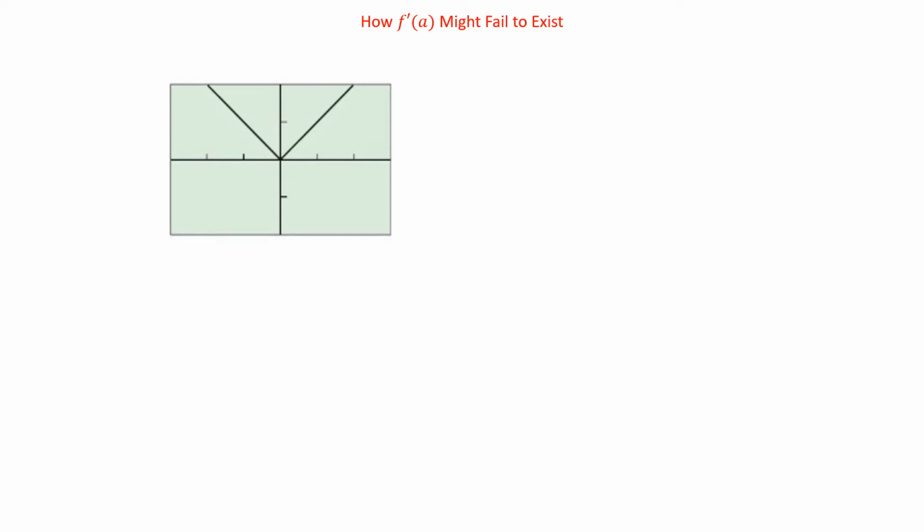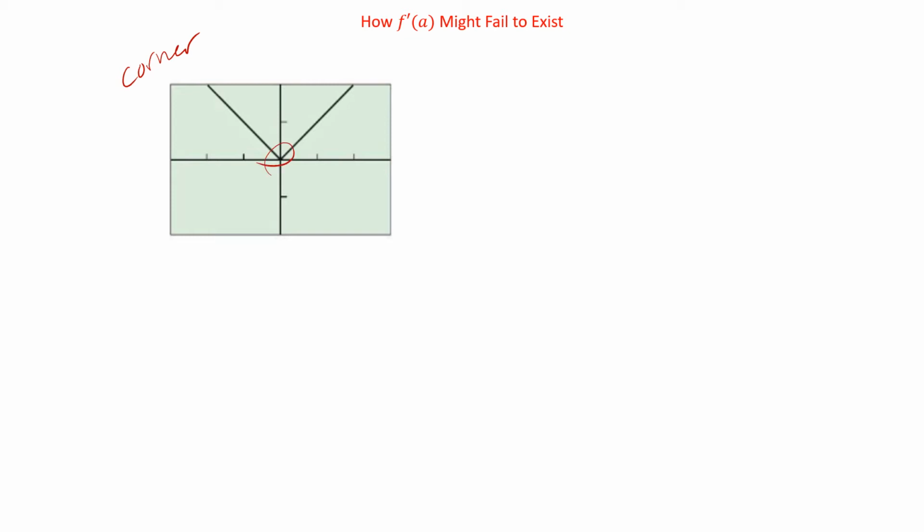So, how f prime of a might fail to exist, how a derivative at a given point might not exist. There are four main ways this could happen. The first of which, we have a corner. Right there, we have a corner.